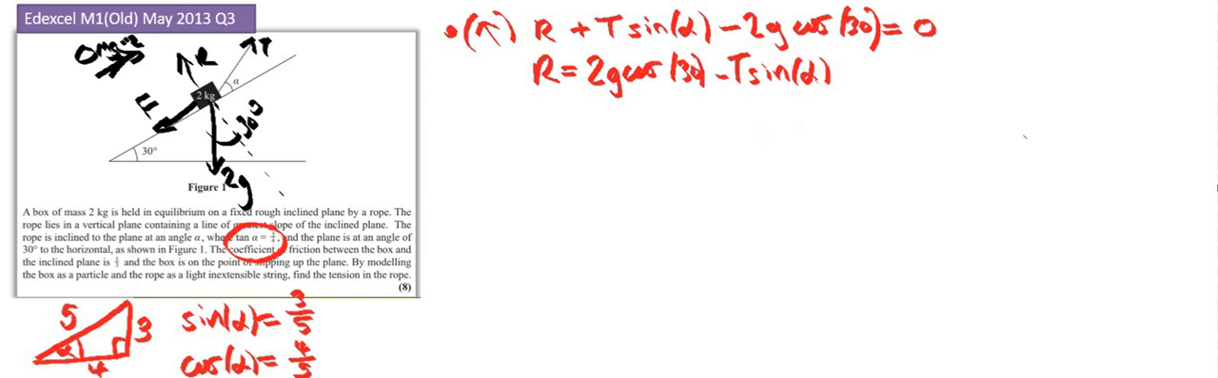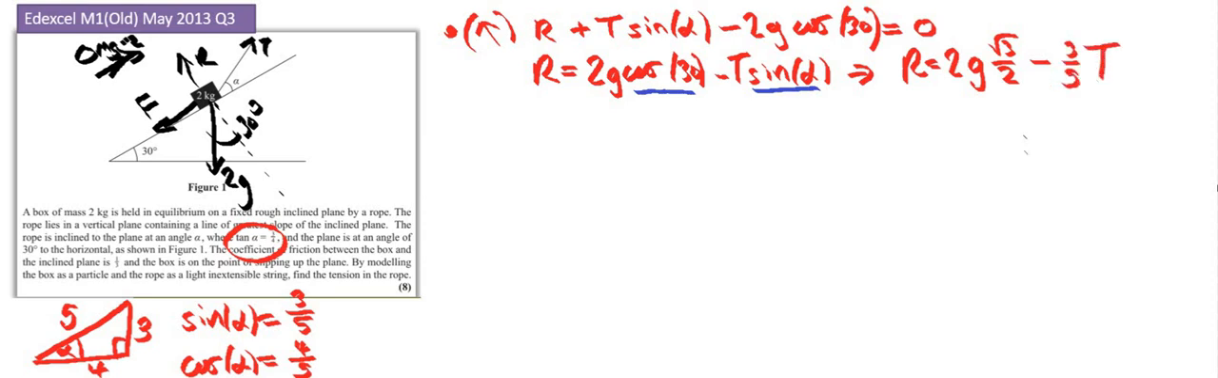Okay, so now that means up here, I can substitute sine alpha. I also know the value of cos of 30. Now let's rewrite this. So R is equal to 2g. Cos 30 is root 3 over 2. And then I'm subtracting T times sine of alpha, which is 3/5 of T. Well, as you can see, I've got a 2 and a 2, so I can cancel those out. And then I've just got this left as my R. Right, so now I've got that.